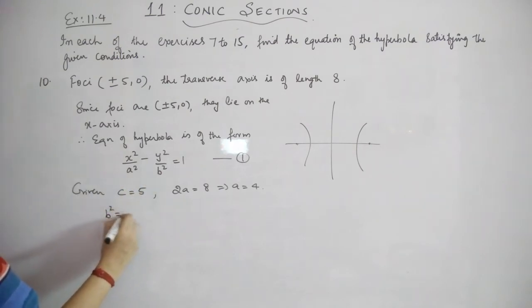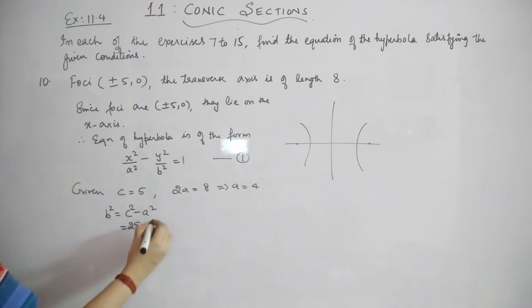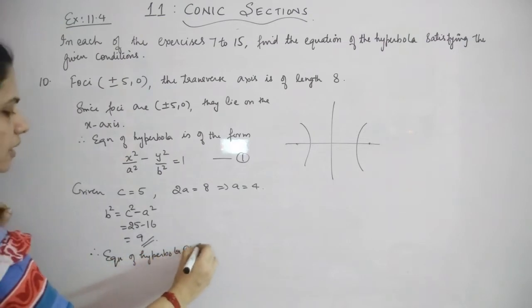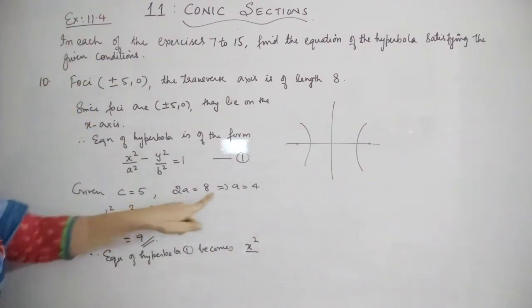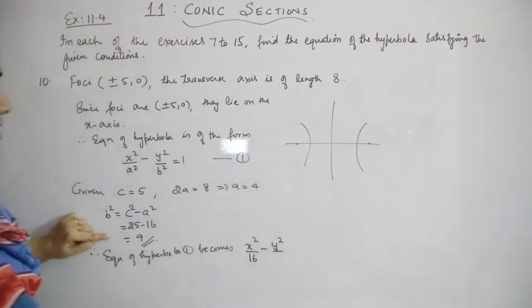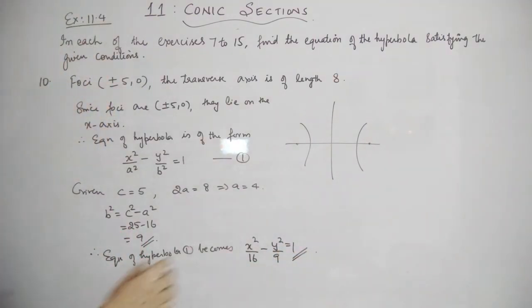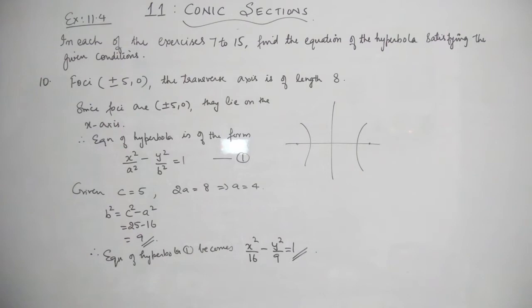Now b square is equal to c square minus a square. Replacing the values, we will get 25 minus 16, which is equal to 9. So b square is 9. Therefore, equation of hyperbola 1 becomes x square by a square. What is a? 4. So a square will become 16, minus y square by b square, which is 9, equal to 1. So the equation of the hyperbola is x square by 16 minus y square by 9 equal to 1.